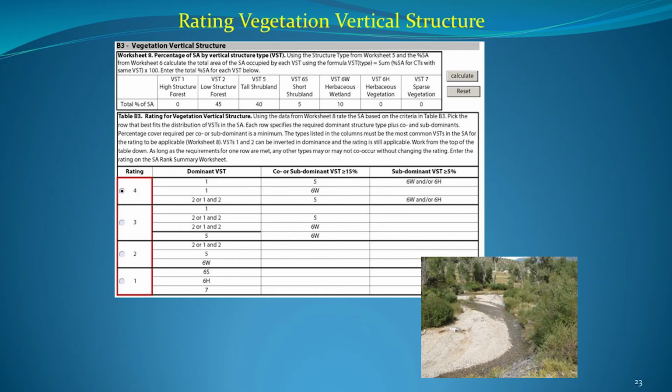So you're always going to read this down, not up, because if you read from the bottom up, a lot of sites that would rate a 4 could also rate a 1 because they might have some not very high quality structure types mixed in. But what we're really caring about is how much high quality structure you have. So you always start at the top of the ratings table and read down, because sometimes things that are very high quality vertical structure type might also have a bunch of other not so high quality stuff.